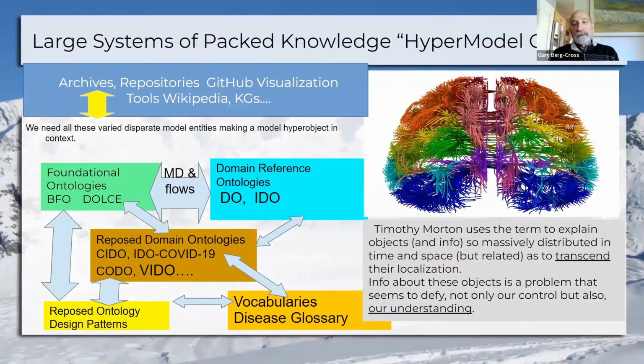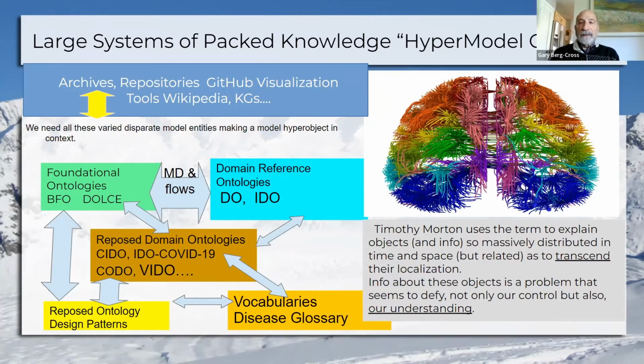Okay, so here's the discussion of hyper objects, Morton's idea about big knowledge. It came with thinking about what we know about a hyper object like the human brain, and the idea that this is a massive object informationally as well as in reality. It's distributed in time and space. That is, processes go over time and they're related to the brain. And it tends to transcend localization.